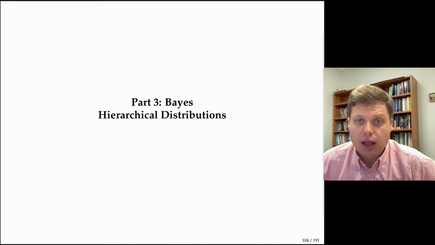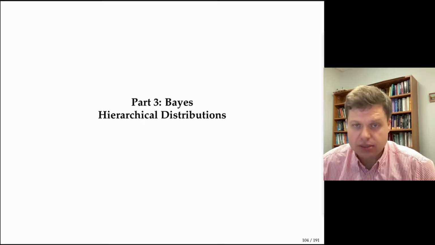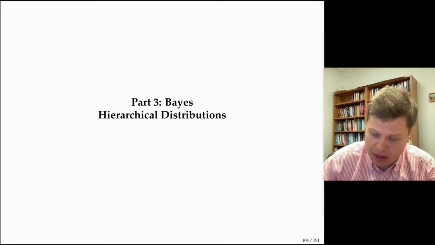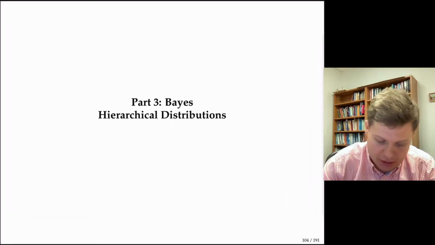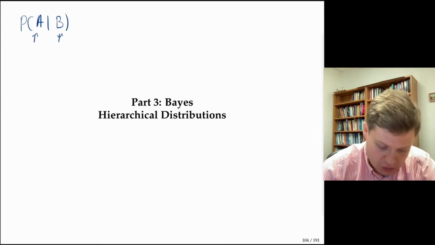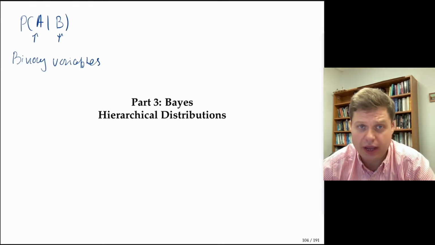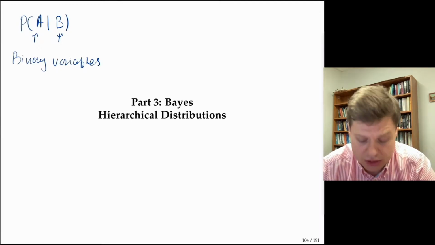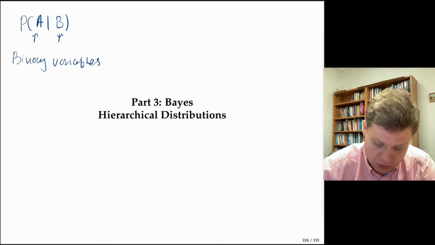So part three is on hierarchical distributions, or hierarchical Bayesian models. So far we talked about cases where we were calculating the probability of A given B, and A and B would take some finite number of values, usually binary variables, and we were able to just hand calculate everything. The difference in hierarchical models is that we're going to change notation slightly. The equation doesn't change, so I'm going to write down the notation and we'll talk about it.